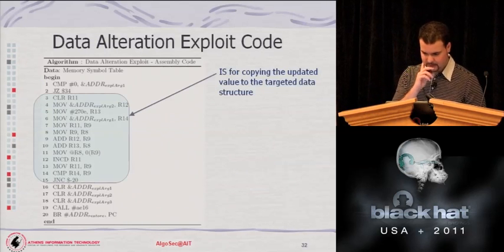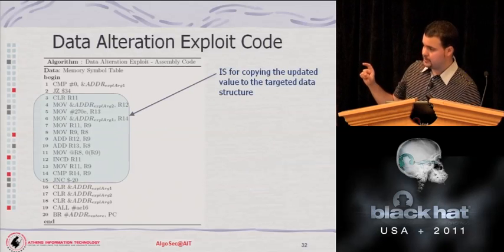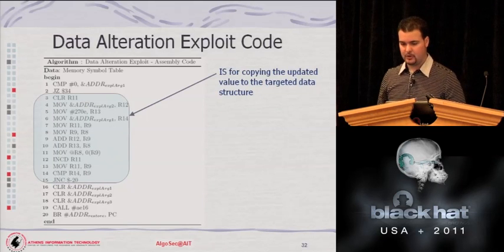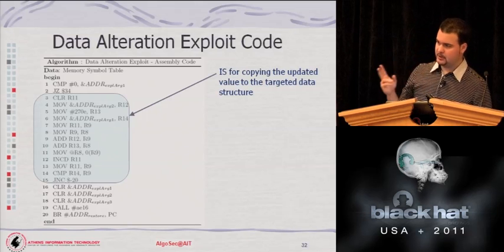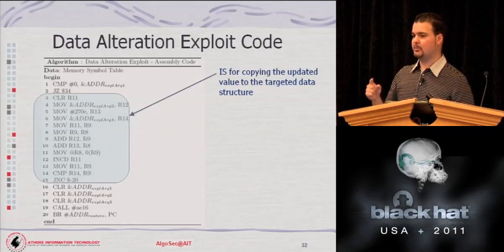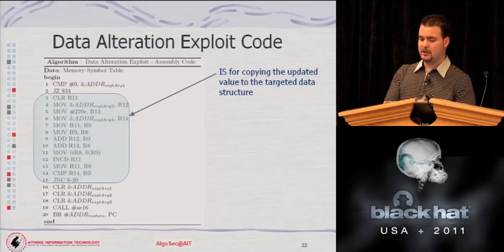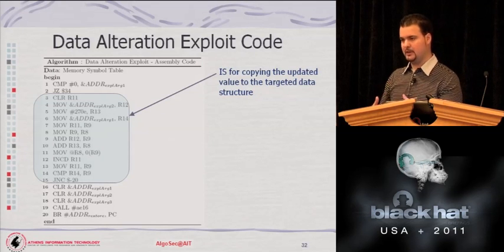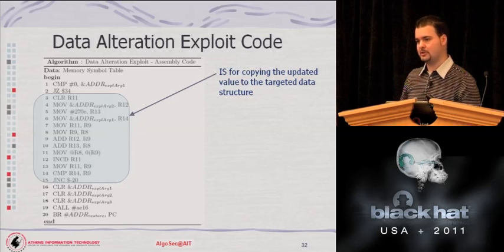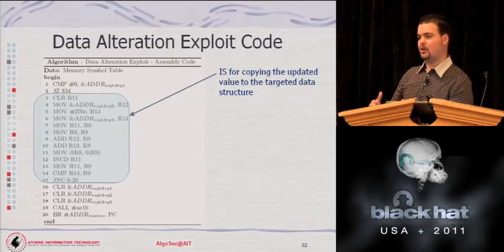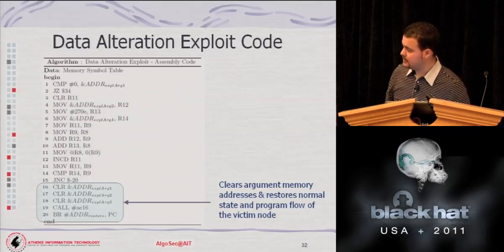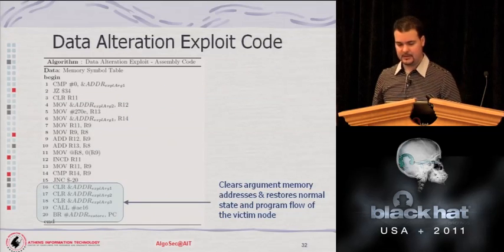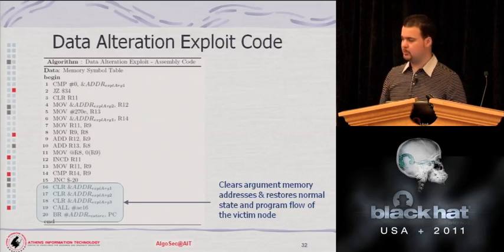Again, here we can see that this instruction set is responsible for copying the updated value to the targeted data structure. Okay, it uses 2 arguments, argument 1 and argument 2. Argument 1 holds the memory address that holds the number of bytes that will be overwritten, and argument 2 holds the data bytes that will overwrite the targeted memory region. And again, this instruction set clears the argument memory addresses and restores the normal state.